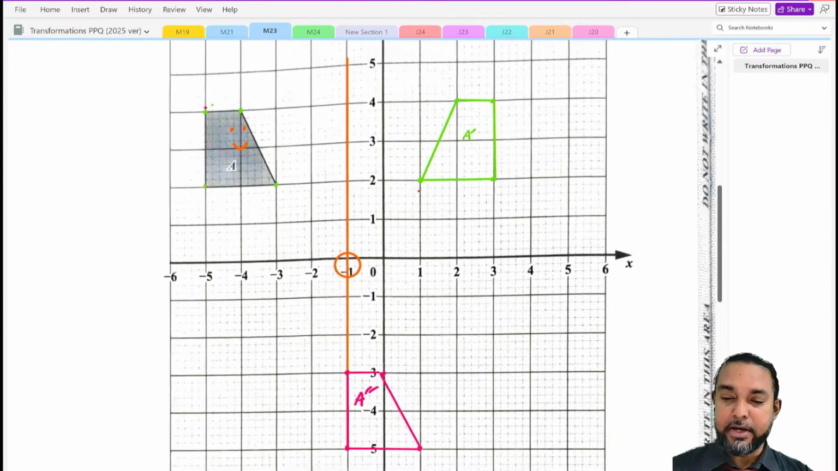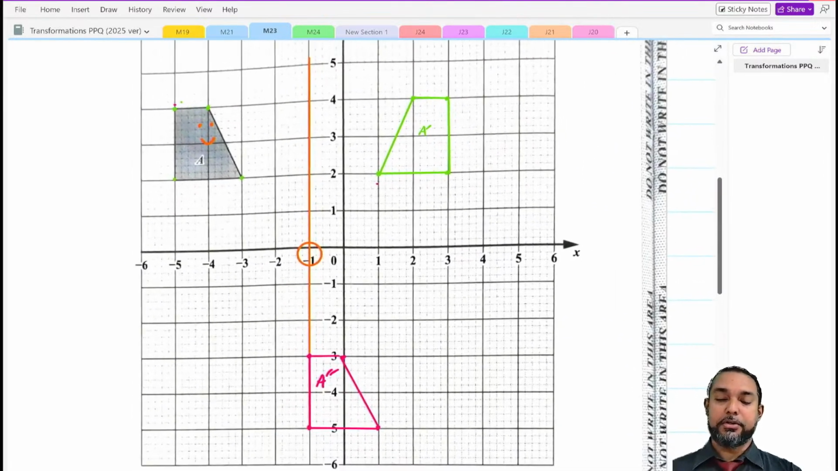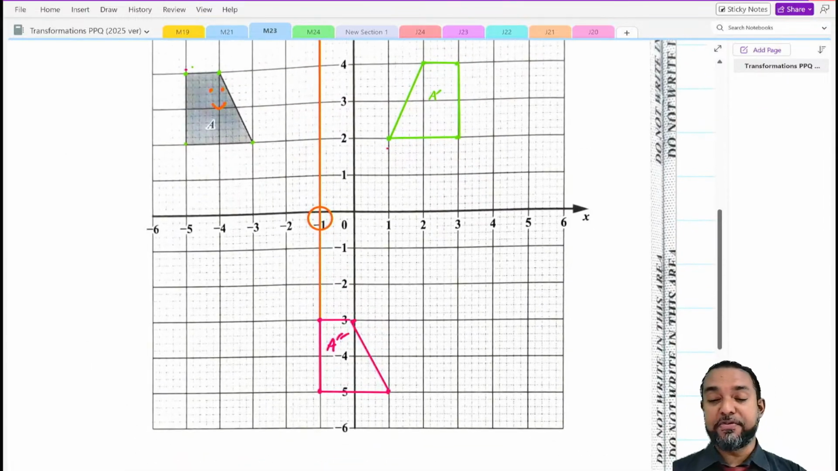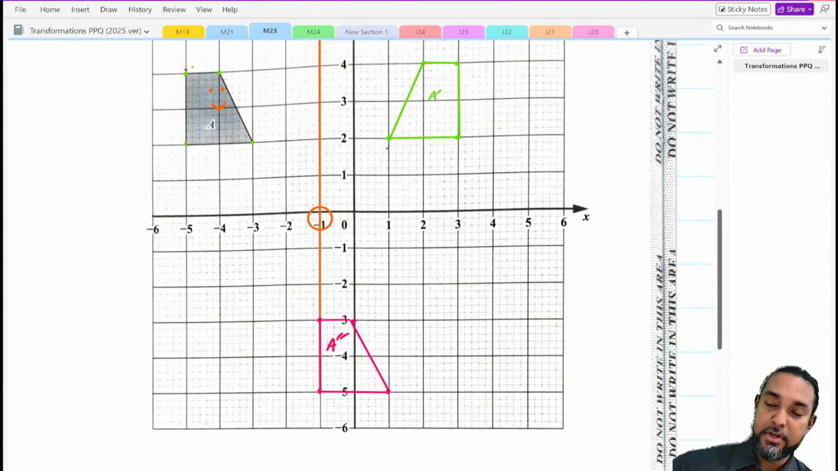So yeah, Nyla was correct. Each case here was independent, as in we couldn't do the reflection then the translation because these 2 points here would have come off the page of the grid. So good job on that pickup, Nyla.